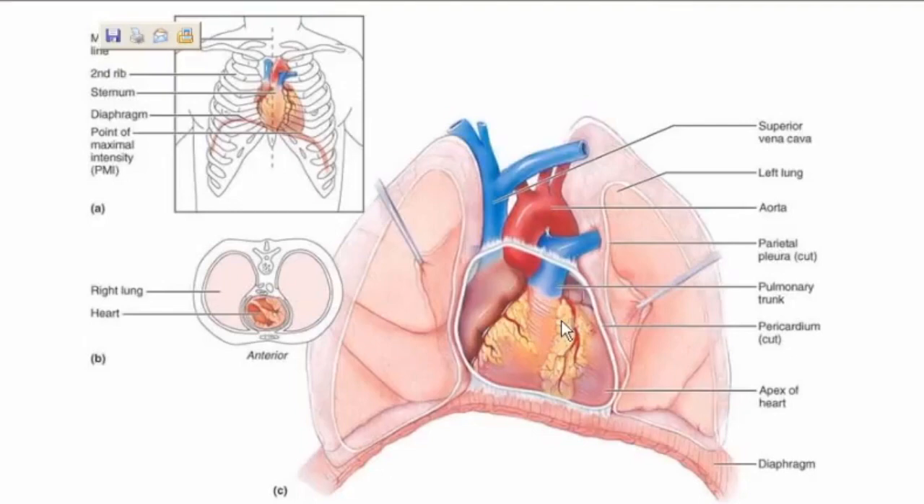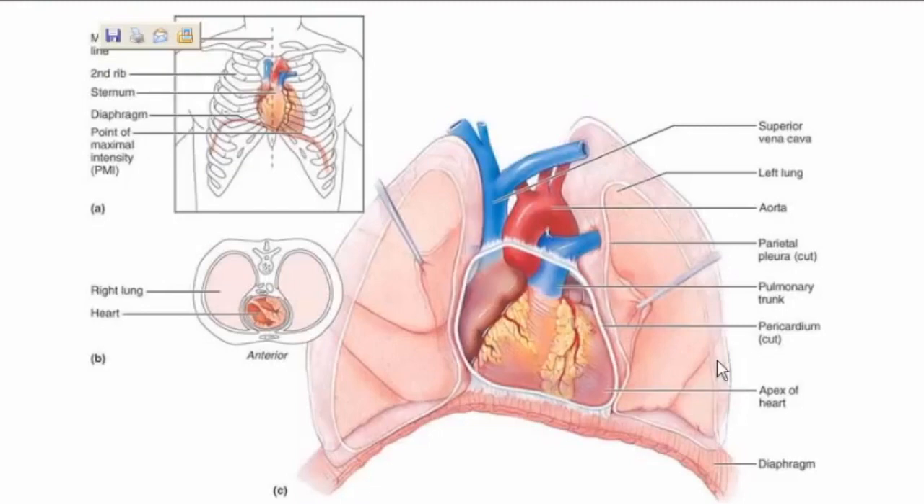See it in the picture? There's the diaphragm right there. Okay? And there's the heart right there. It's between what organs? The lungs. Nice. It's about the size of your fist. Some people have big hands, some people have little hearts. Who knows? It's about that size.